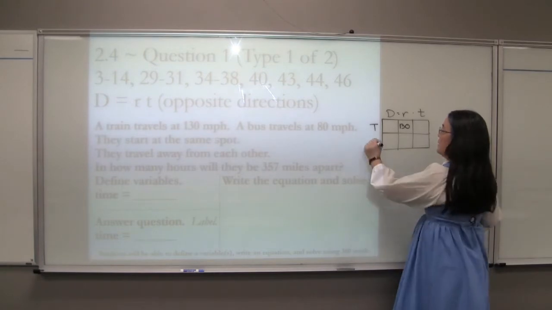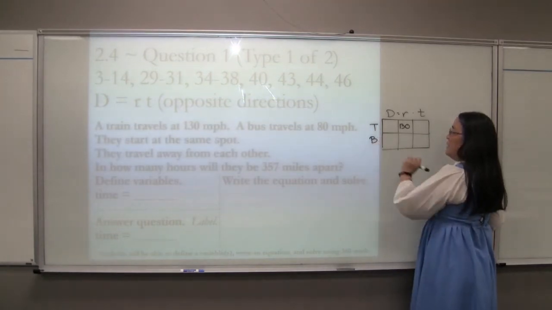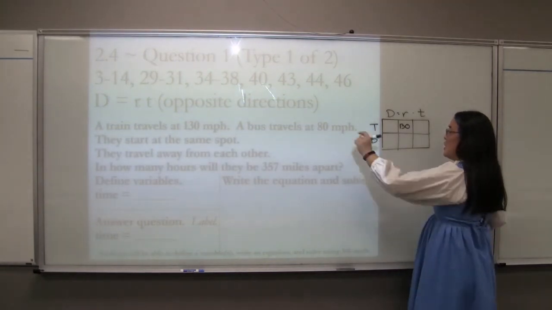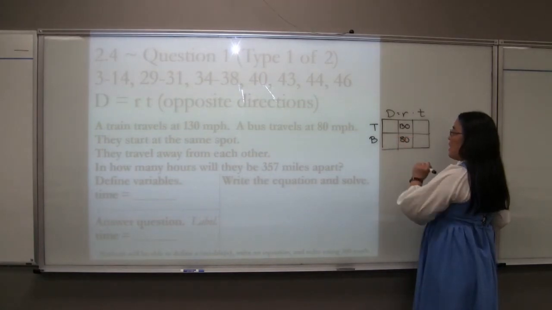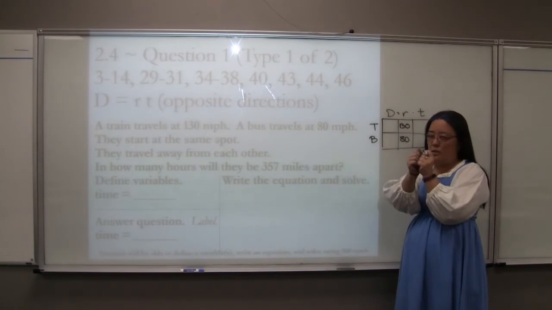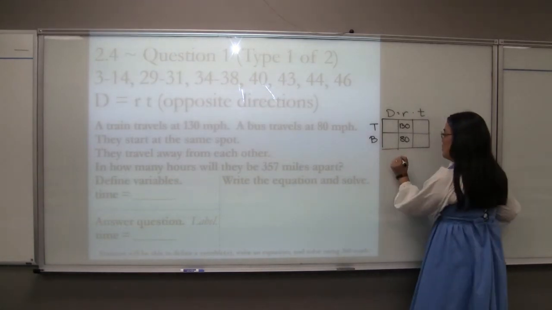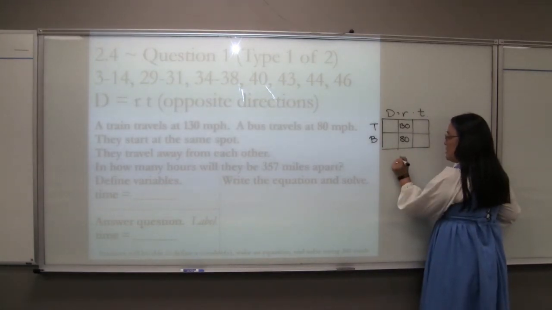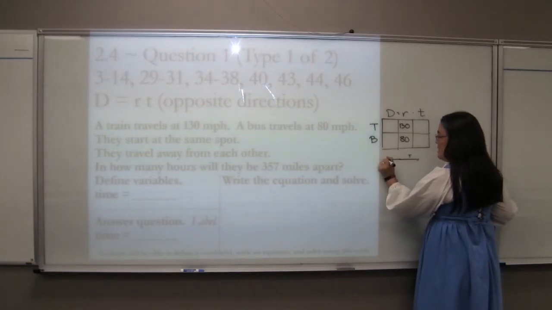And a bus, notice that I'm putting a T and a B so I know which one is the train and which is the bus, travels at 80 miles per hour. They start at the same spot and then travel away from each other. Notice that I'm doing that with my hands, but let's draw a picture. Here's the spot that they're starting. The train goes one way, and the bus goes the other way.